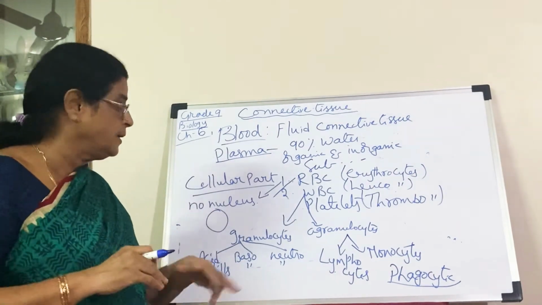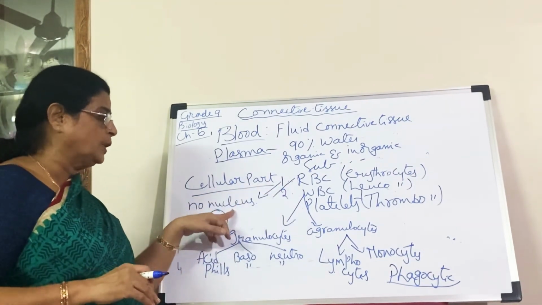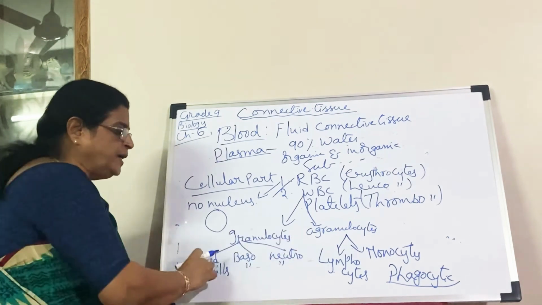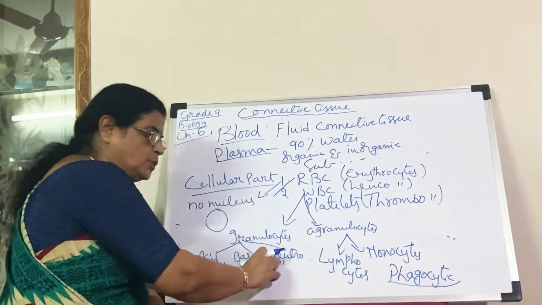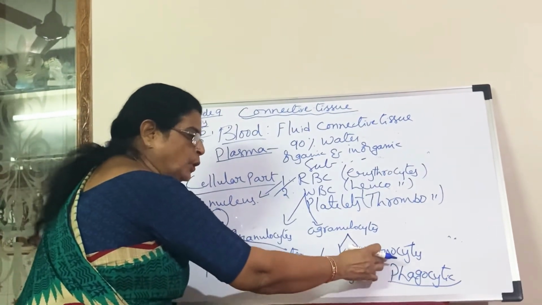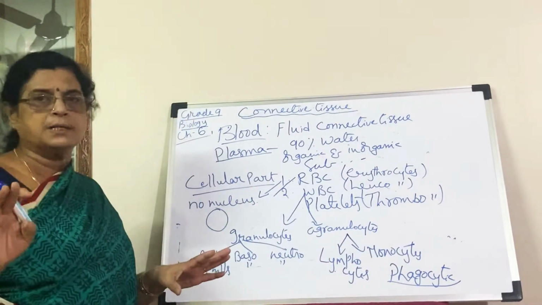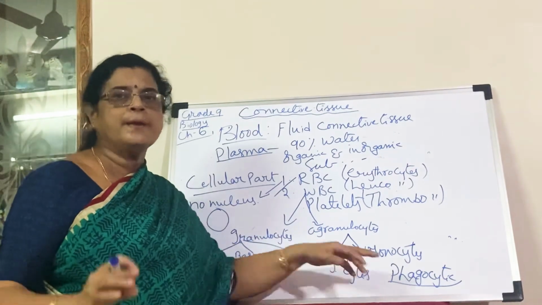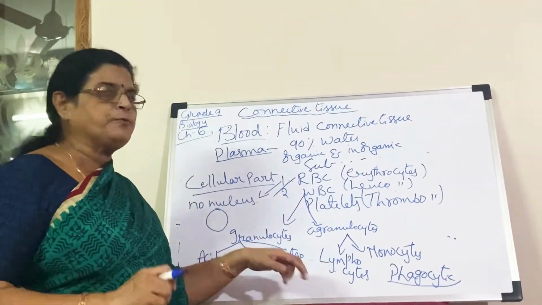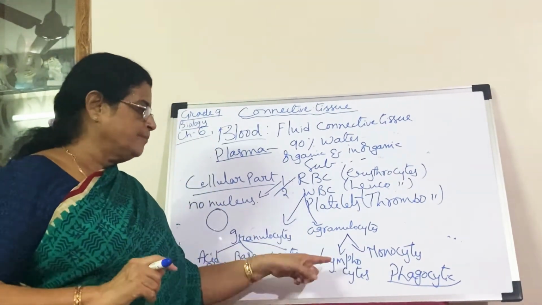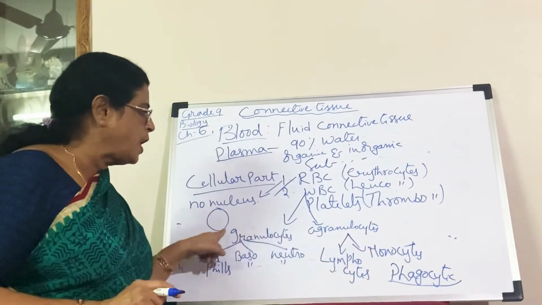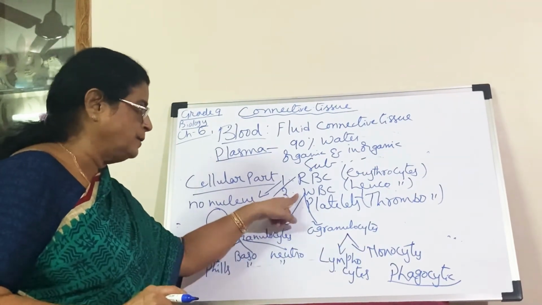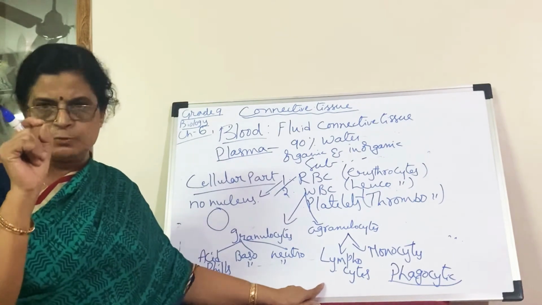See, RBC has no nucleus, but this different type, acidophils, basophils, neutrophils, lymphocytes, monocytes, all are having a nucleus, with different shapes of the nucleus. So monocytes, you see, have a kidney shaped nucleus. Lymphocyte has a large nucleus. This is the smallest out of all the cells in this WBC. Lymphocytes are very small cells.